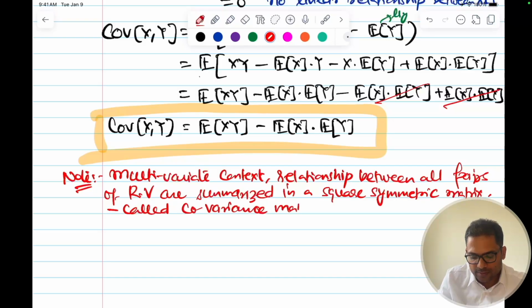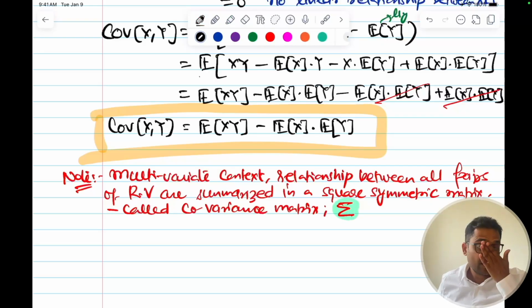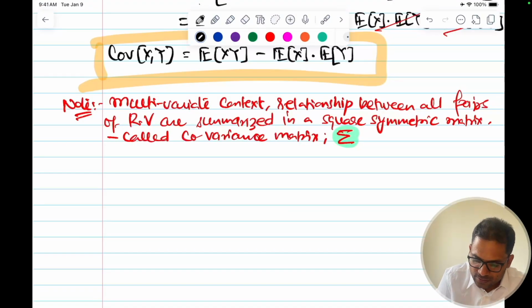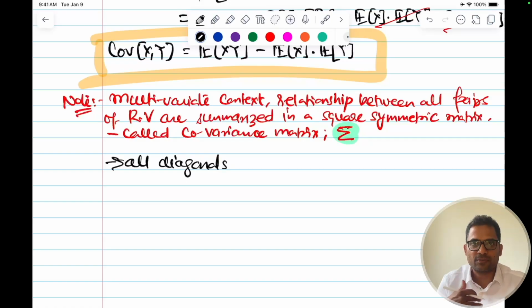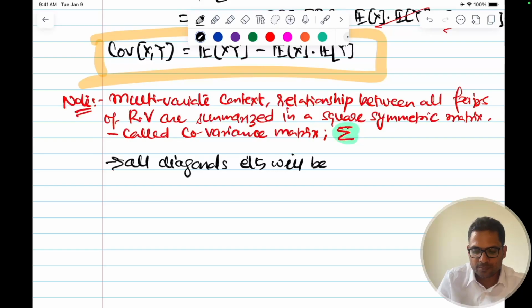The covariance matrix is often denoted by this symbol, sigma. All the diagonal elements will be the covariance of x with respect to x, or the covariance of y with respect to y. What will that be? All the diagonal elements, where it is the covariance of a random variable with itself, will be the variance.